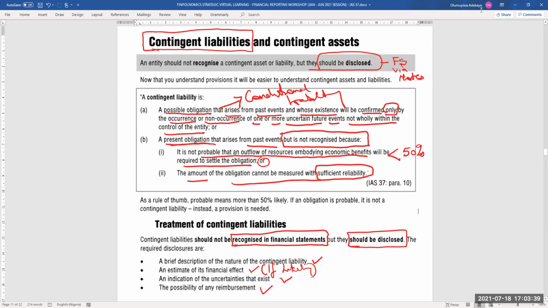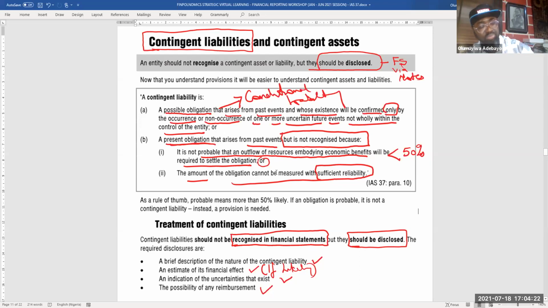So what if it now occurs in the future? That's what I'm saying. When it crystallizes, it means it's no longer a contingent liability. It has now metamorphosed into a liability by way of provision. Provided it's still a contingent liability, under no condition will you recognize it. But once it has changed its status and has become a full-fledged liability because it's now probable to be settled in cash and it can be measured reliably, in that instance, it is no longer a contingent liability, but a full-fledged liability and must be provided for. Does that make sense? Yes, sir, it's clear, sir.